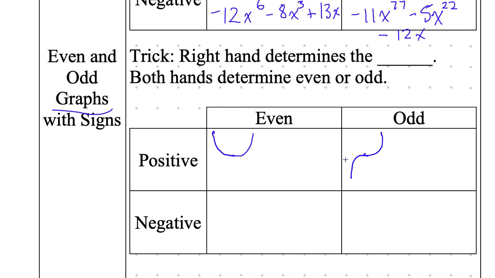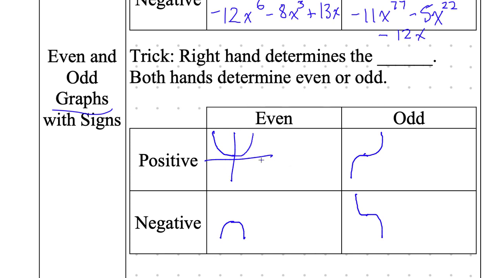Negative, now my right hand is going to be down. Negative, my right hand should be down. Odd means I have one hand up, one hand down. Negative even means they're both going the same direction.